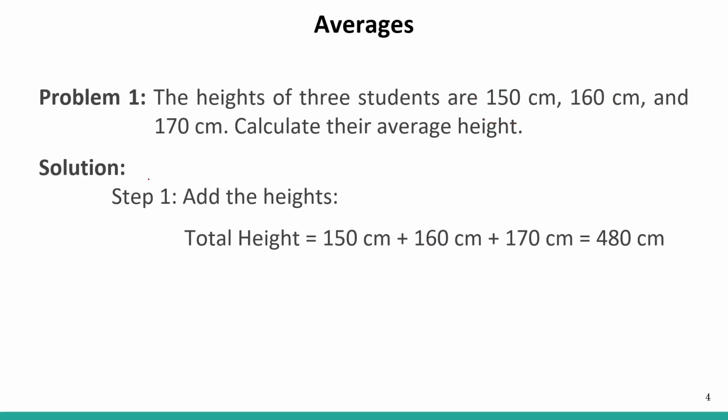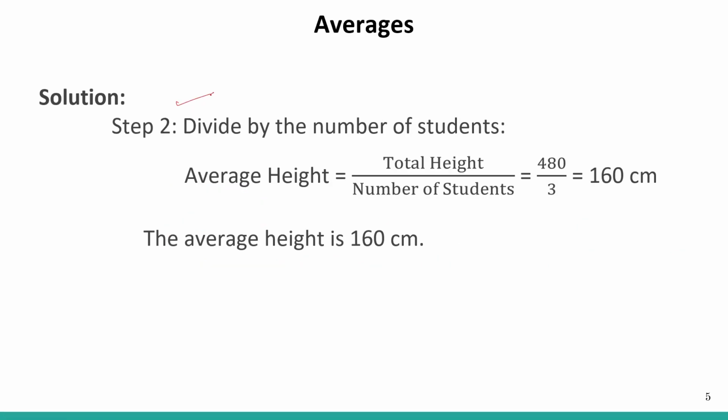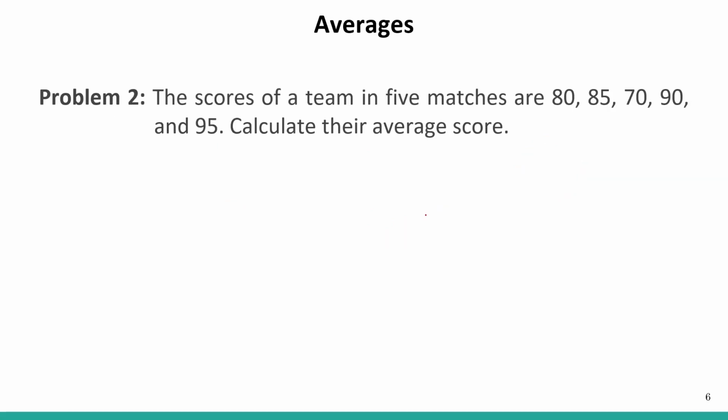Let's see the step-by-step solution. First, we added all the heights. Then we got the total height: 150 centimeter plus 160 centimeter plus 170 centimeter is equal to 480 centimeter. Step 2 was to divide by the number of students. So average height is equal to total cumulative height by number of students, or number of indexes, which is 480 by 3, equal to 160 centimeter. So the average height is 160 centimeter.